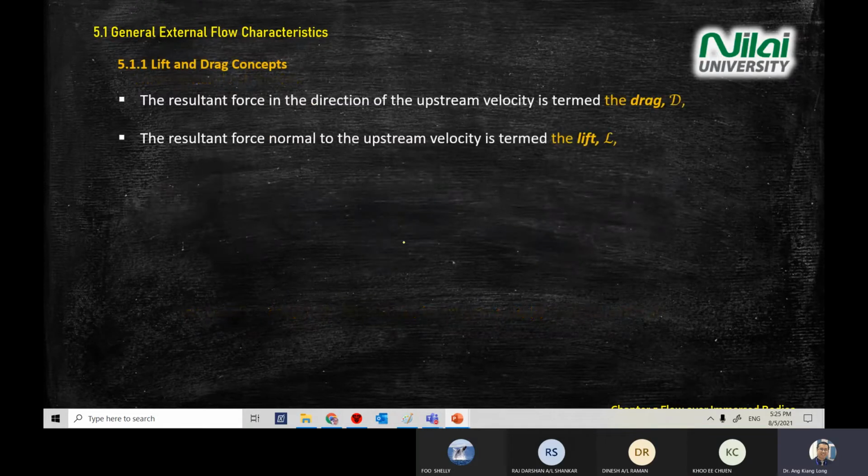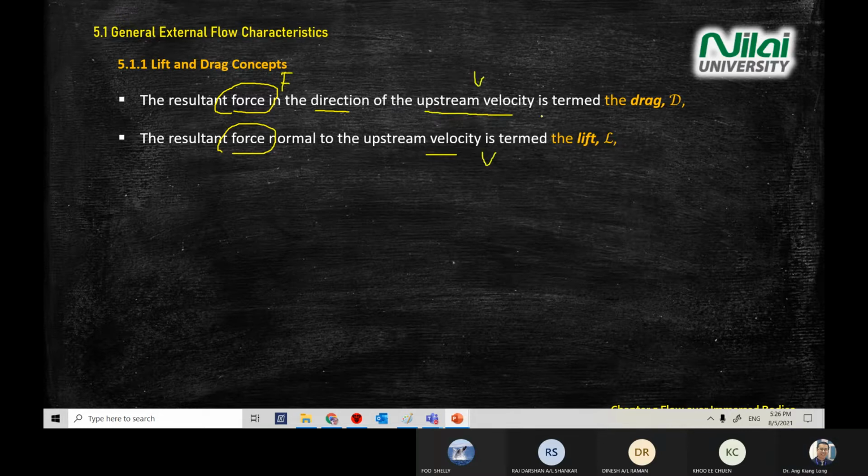Okay, let's look at a very important concept about lift and drag. Okay, now how do you define lift and drag? Lift and drag itself is a force. It's a force in terms of direction of the upstream velocity. Force and the velocity. Okay, now one is in the direction, it means parallel to the velocity. Another one is normal. Normal, what do I mean by normal?